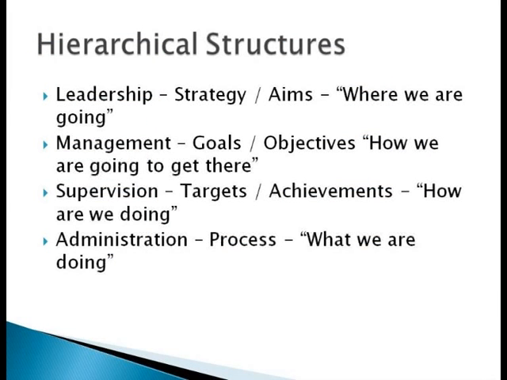An organisational structure has a hierarchy and is made up of leaders, managers, supervisors and administrators. The leaders look at the strategy. Where are we going? The managers look at the goals and objectives of how we're going to get there. The supervisors look after the workers and look at how we're doing, reporting on targets and achievements. And the administrators look at the process. What are we doing, and reporting on that. So they're basic ideas. So within any structure you have these 4 forms of activity.